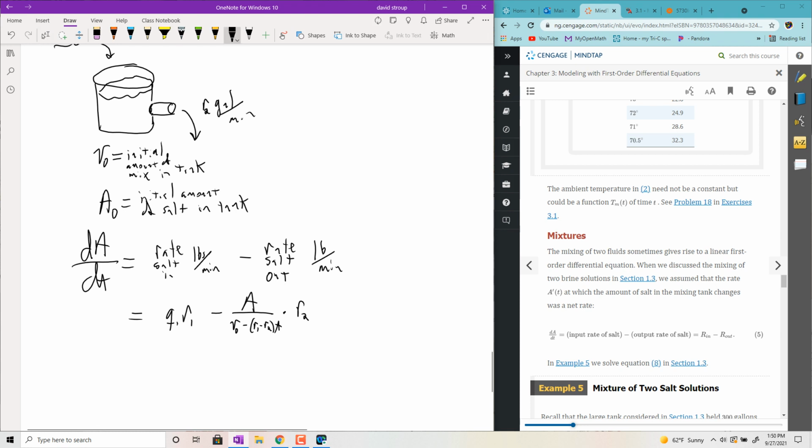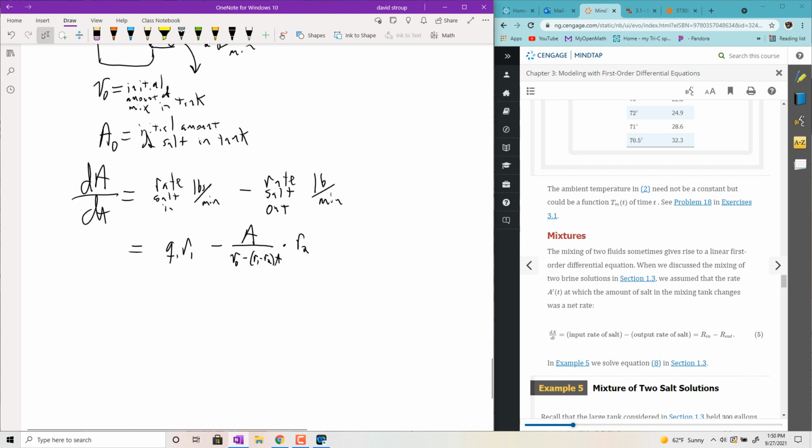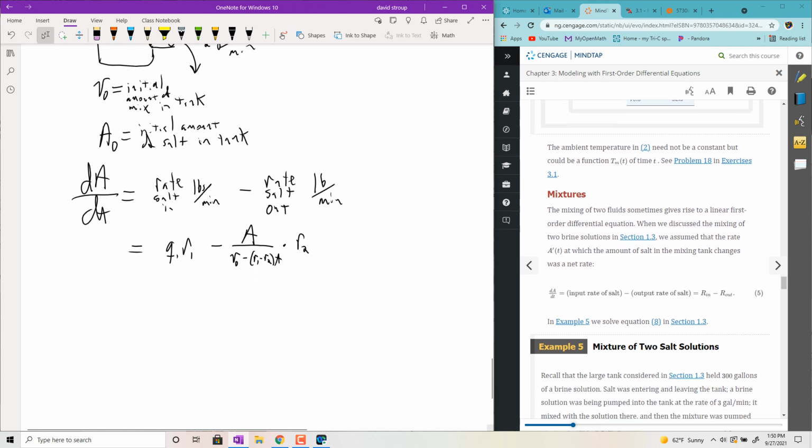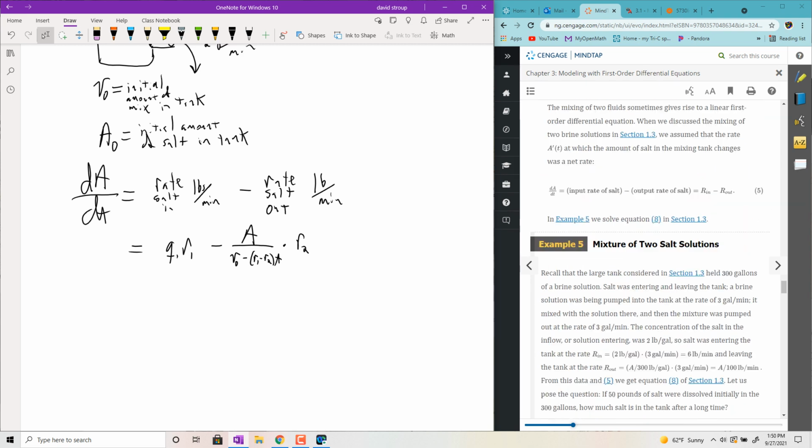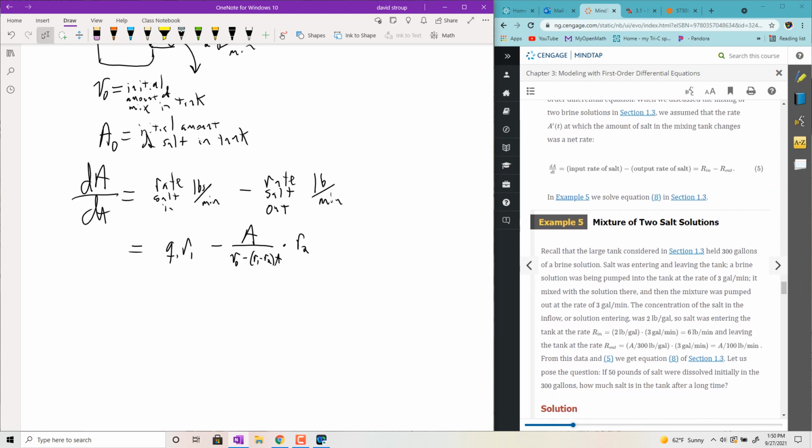The initial amount of salt, once you solve this equation, then you would go back and solve for any unknown constants using that initial amount. Okay, so anyways, that's kind of the overview of those. Let's take a look at, I guess, example 5. These problems can be a little bit more in-depth, longer to figure out.